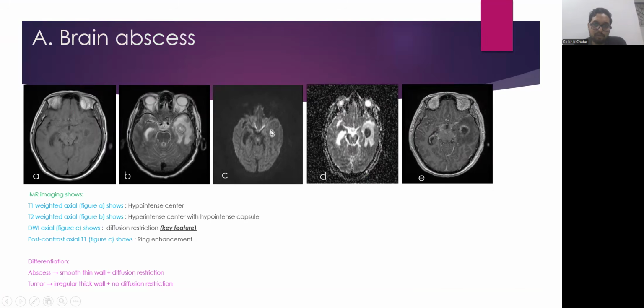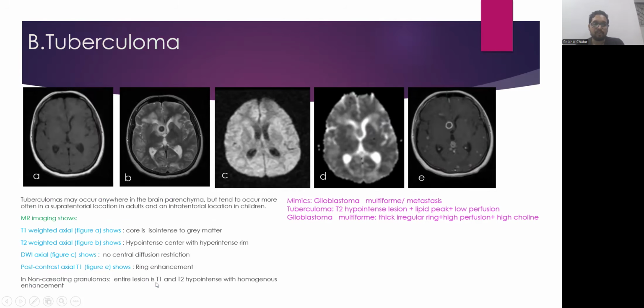Diffusion weighted image is important, and we compare it with ADC. We can see significant diffusion restriction, which is the key picture. On the post contrast axial image, we can see ring enhancement. Abscess is usually differentiated from tumor, but tumor has an irregular thick core and no diffusion restriction. Tuberculoma may occur in any brain region but tends to occur more often in the supratentorial region.